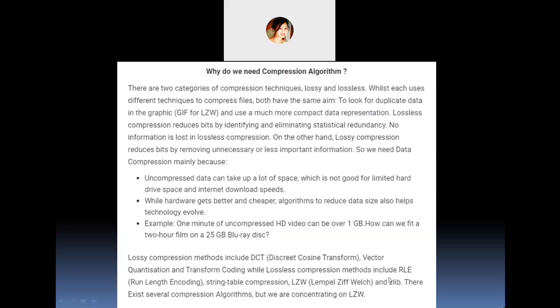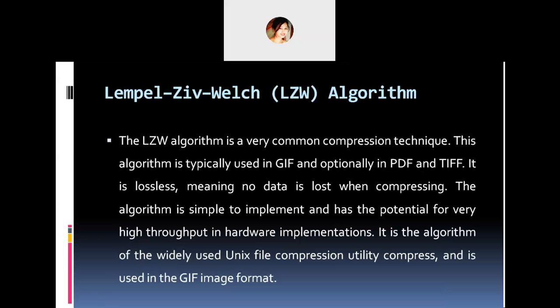While hardware gets better and cheaper, algorithms to reduce data size also help technology evolve. This is also one reason. Now we talk about lossy compression methods. Lossy compression methods include discrete cosine transform, vector quantization, and transform coding, with lossless compression methods like run length encoding, string table compression, and LZW. There exist several compression algorithms.